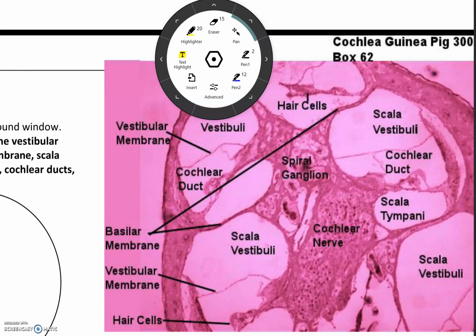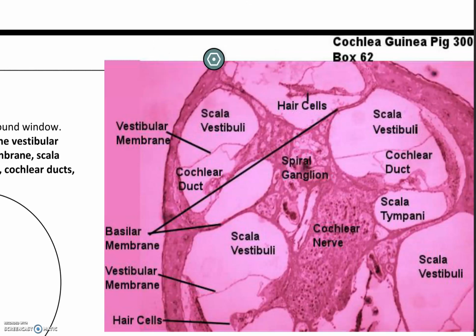Welcome to part 2 of our histology drawings. In this part, we are going to be looking at the cochlea histology and the nasal epithelial histology.